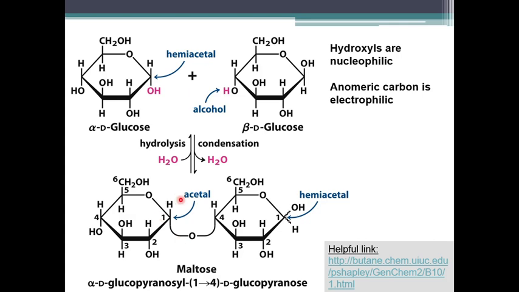And this is not a hemiacetal, but an acetal. One of the major differences between a hemiacetal and an acetal is that a hemiacetal is a reducing end and an acetal is a non-reducing end. Now you have to remember that in maltose, there is one hemiacetal and one acetal group.